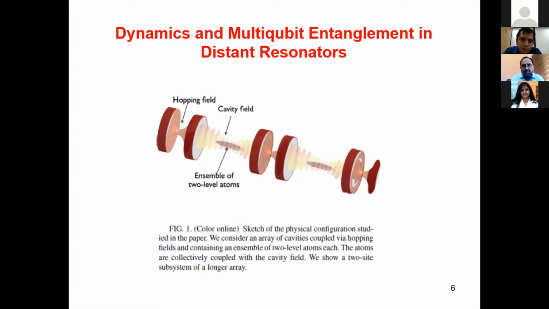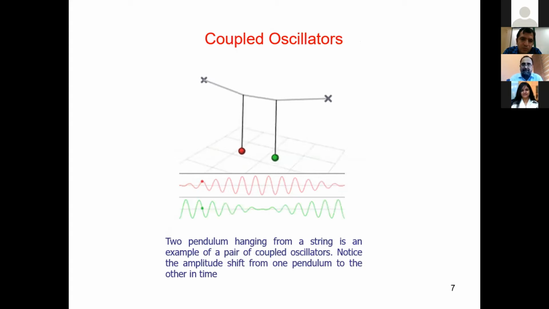I think my whole talk can be explained through the coupled oscillator, and all of the material I will be talking about is basically in this simple picture. We have this famous coupled oscillator, which I'm sure every undergraduate student has seen in a physics course. Two pendulums hanging from a string are an example of a pair of coupled oscillators. Please notice that there is a shift in the amplitude from one pendulum to the other in time. For example, this red pendulum starts oscillating, and then due to this coupling, it goes to the green, then it comes back, and so on.